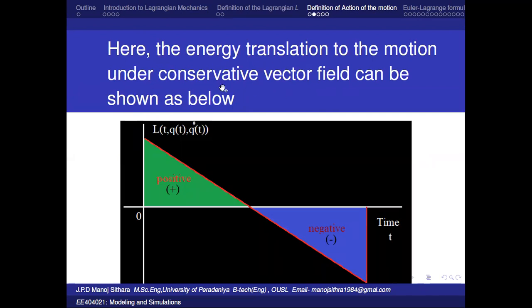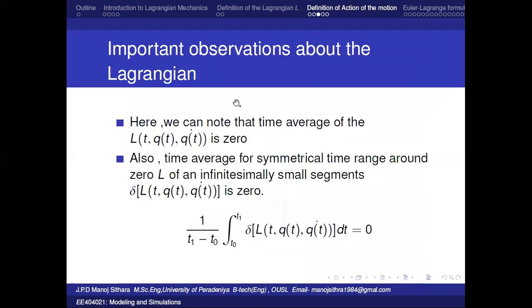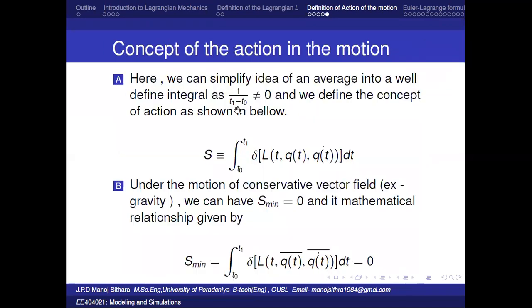For example, under gravity, the kinetic energy of an object will be stored as potential energy and vice versa. So we can have a zero average of the Lagrangian throughout the motion. That means the integration of the Lagrangian is always zero.